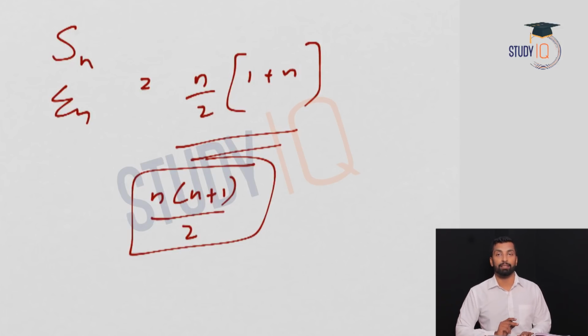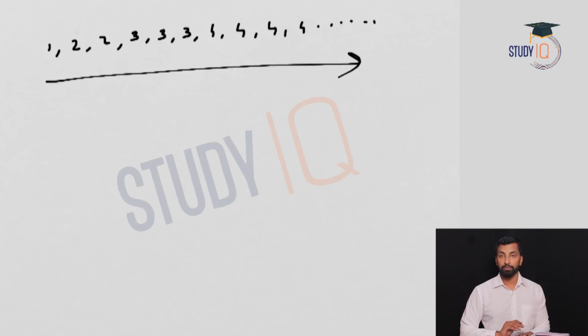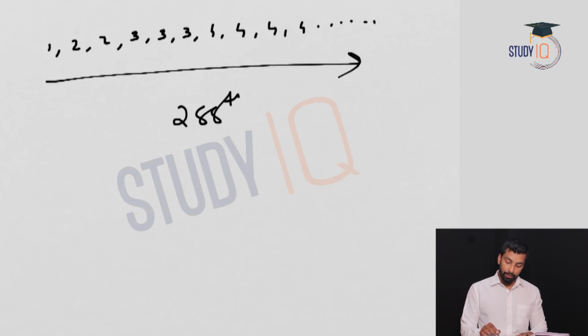Now let's see the questions. I hope you understood about sigma n. I give you a pattern question here. You have a pattern which is given: 1, 2, 2, 3, 3, 3, 4, 4, 4, 4, etc. So you have got a series, and you need to find the 288th term.